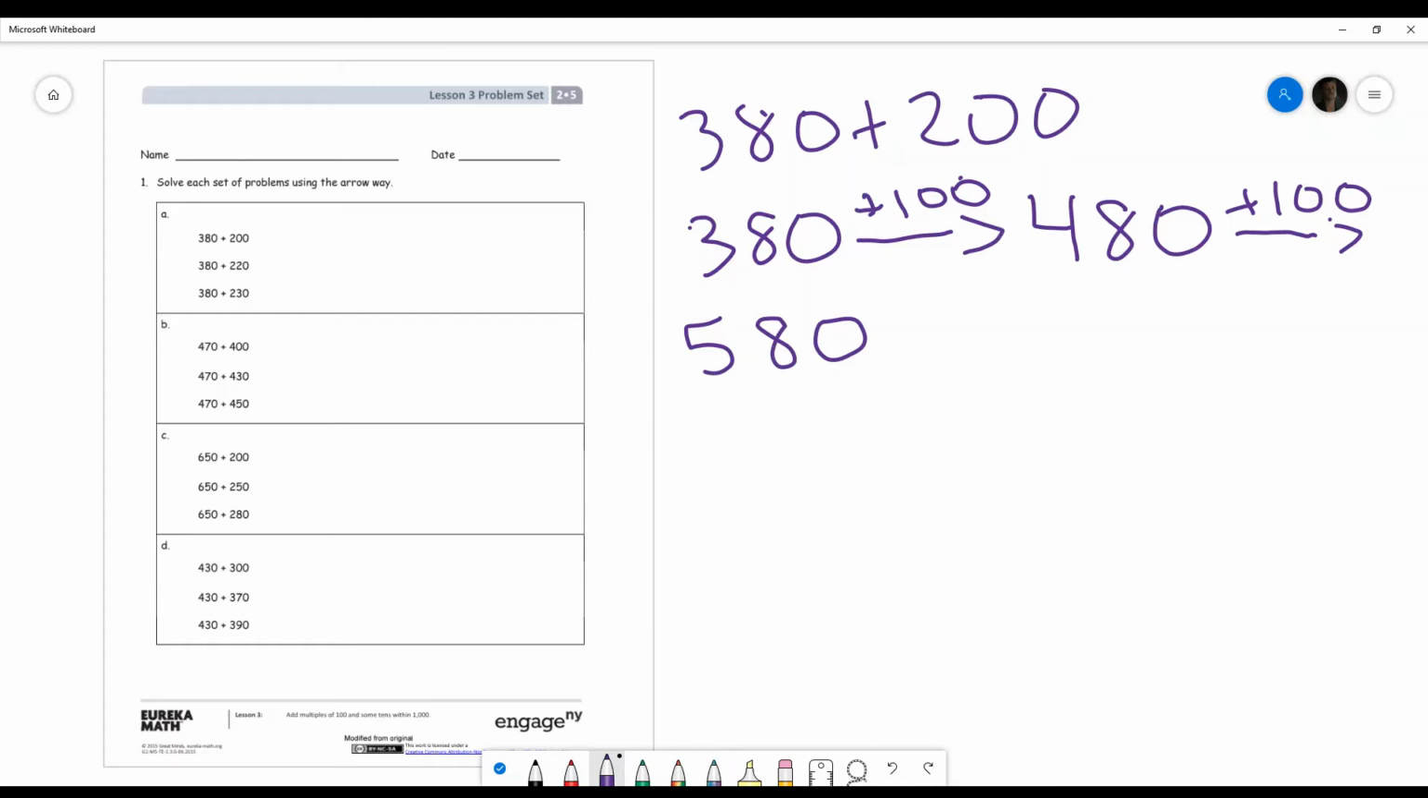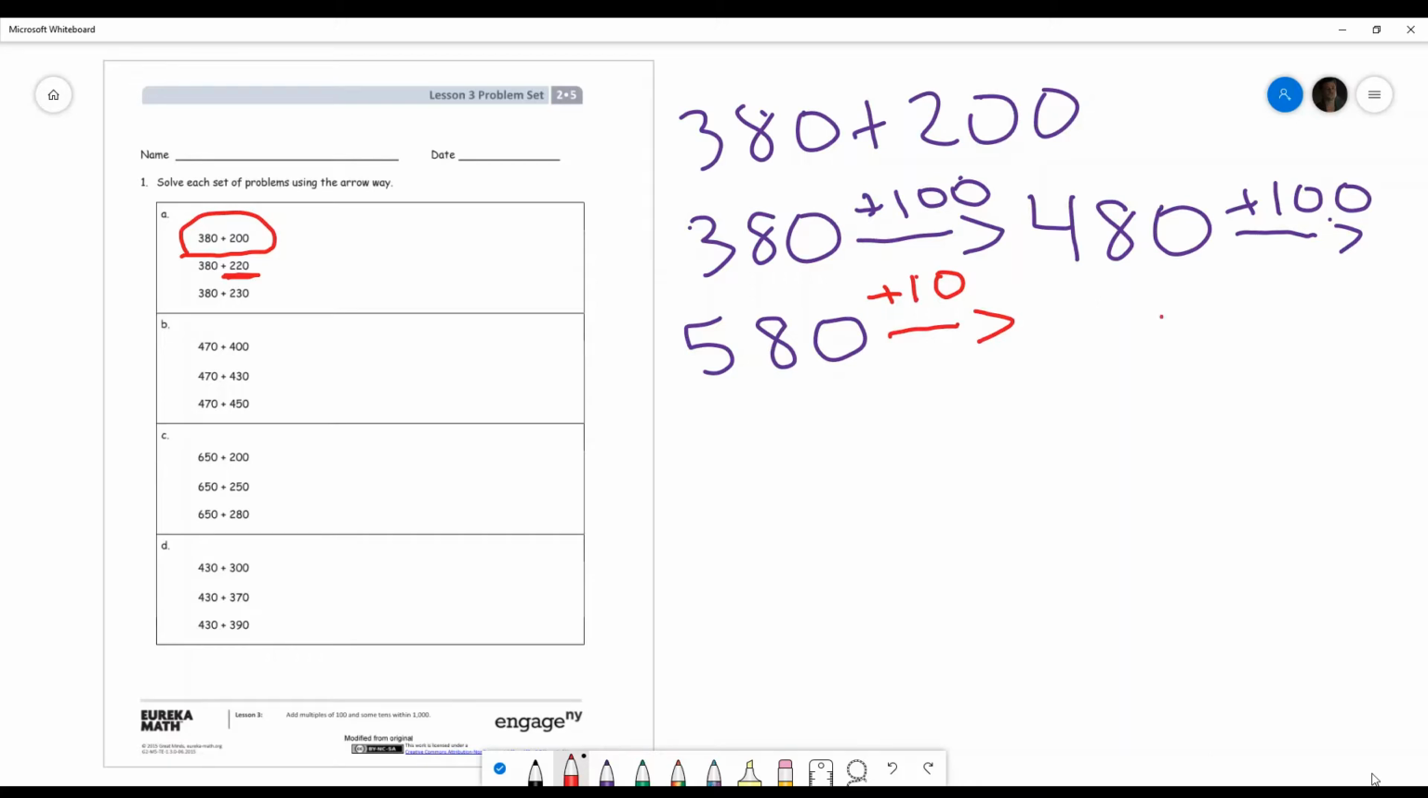Because look at the first set. 380 plus 200. The problem set below it is exactly the same. It's just adding 20 to the second number, 200. So all you need to do is add your tens. So let's start with the first set of tens and 20. So 580 plus 10. Now, your one spot, the number does not change because 0 plus 0 is 0.